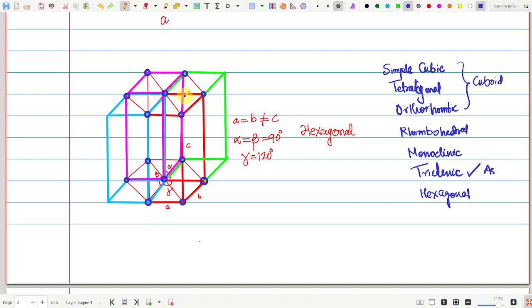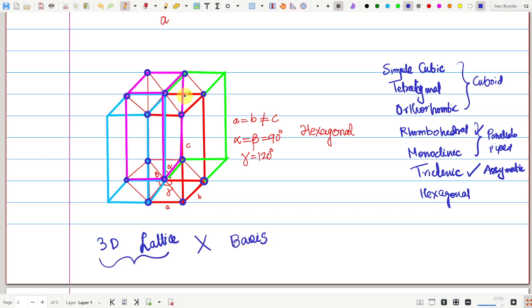These are the 7 structures. This is the most asymmetric. This is still okay, this is a parallelepiped. These are parallelepipeds. Triclinic is also a parallelepiped, but it's highly asymmetric. So these are all the things that we have. Now, this is all about the lattice, the 3D lattice, not about the basis.